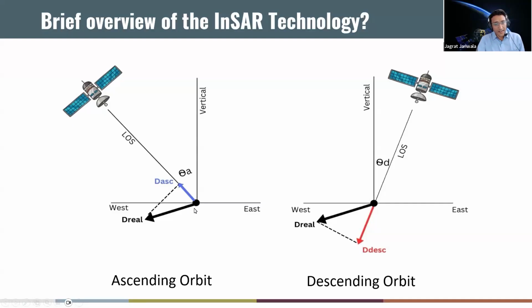So in reality, if your point of interest moved by this vector d real showcased here, in ascending imagery, the registered movement will be descending towards the satellite, and in descending orbit, it will register movement away from the satellite. You can use these two estimates to then come up with your d real actual movement estimate.